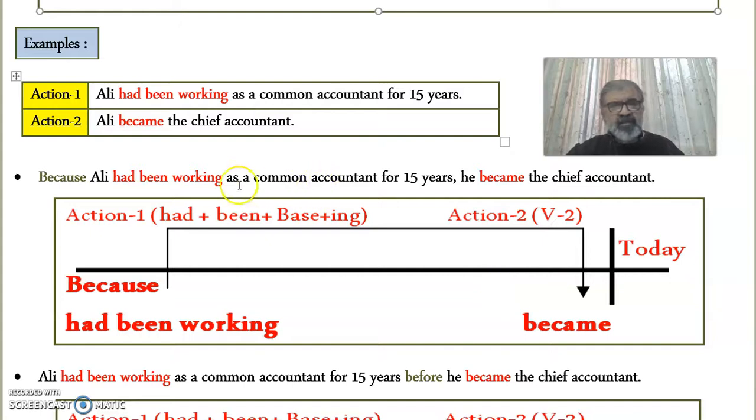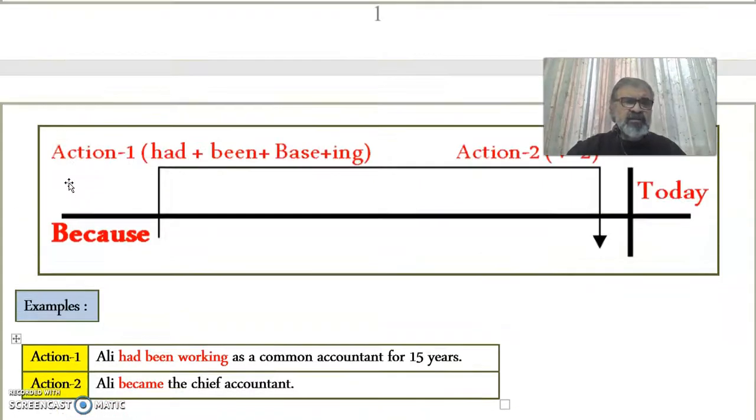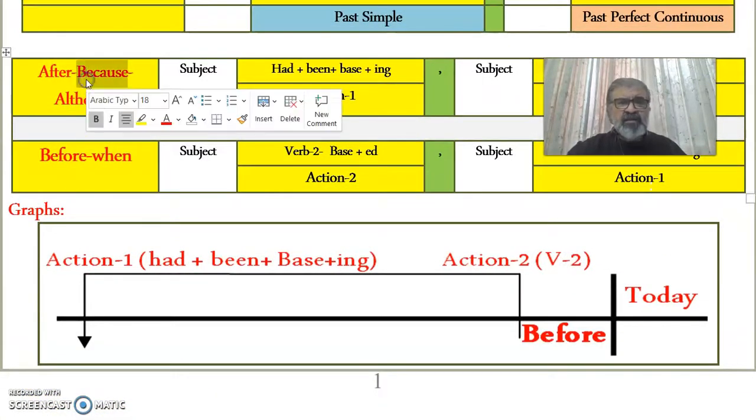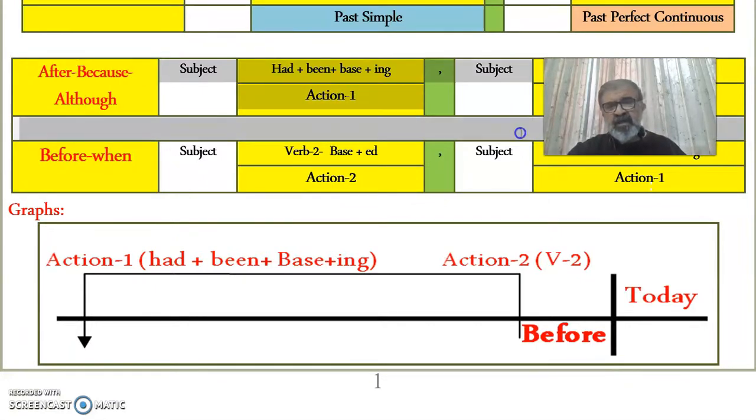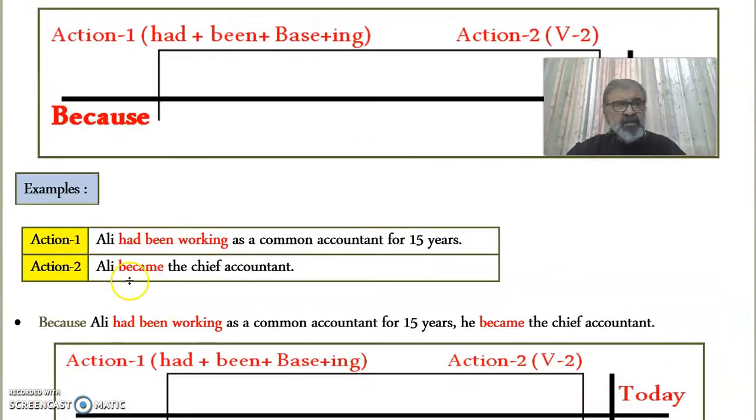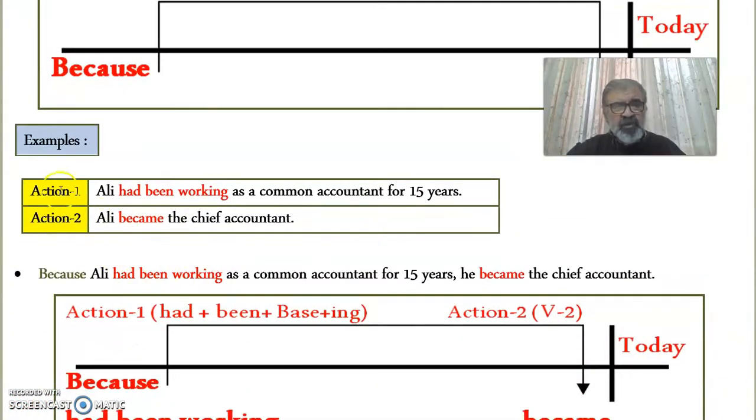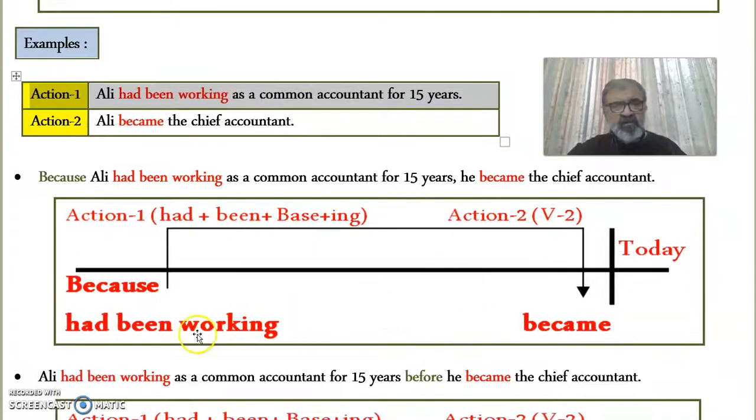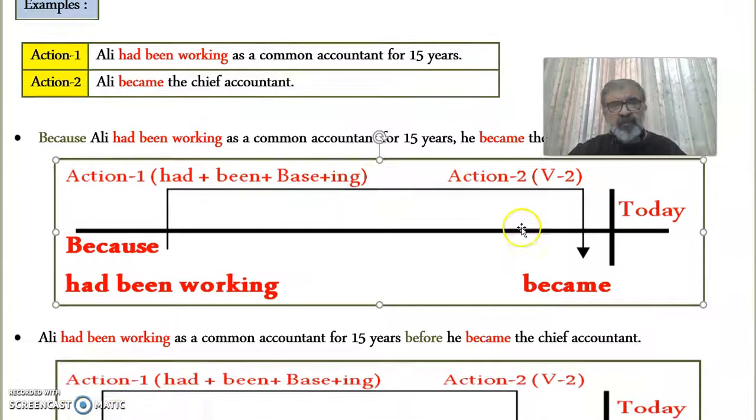Consider the following examples. Ali had been working as a common accountant for 15 years. He became the chief accountant, as a promotion. So now, I'm using because. Because is followed by action 1, then action 2, as you can see. So because Ali had been working as a common accountant for 15 years, this is action 1, he, as a promotion, became the chief accountant. Again, because, followed by action 1, then action 2, became.